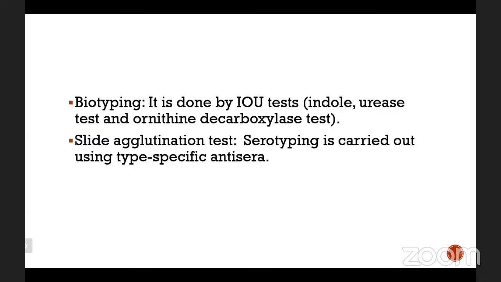Next one is biotyping. Biotyping is mainly done by the indole, urease and ornithine decarboxylase tests. Next is the slide agglutination test. Serotyping is carried out by type-specific antisera.